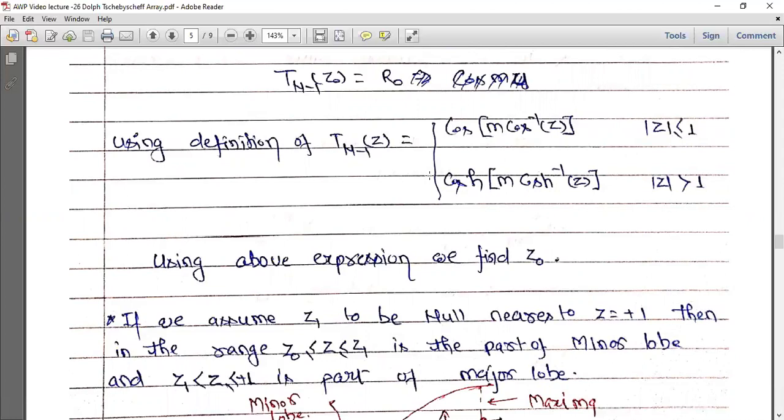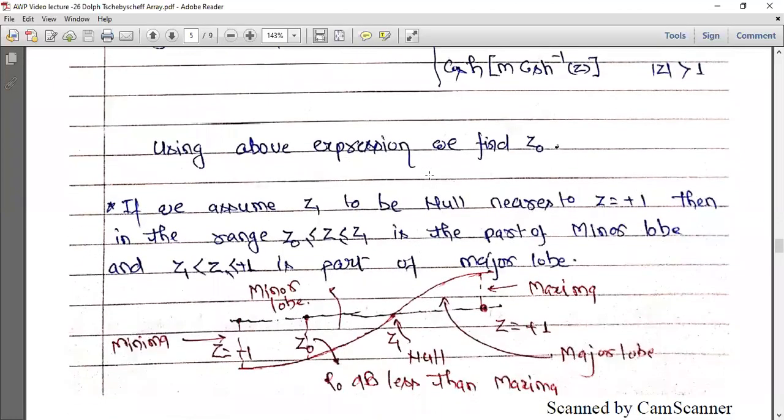Later on we'll perform an experiment. So Z0, what is Z0? Z0 is the value of Z for which the magnitude of Tn minus 1 of Z0 is R0 dB less than the maximum value. What is the maximum value? As we have considered, in the Chebyshev polynomial, the maximum value will be 1.